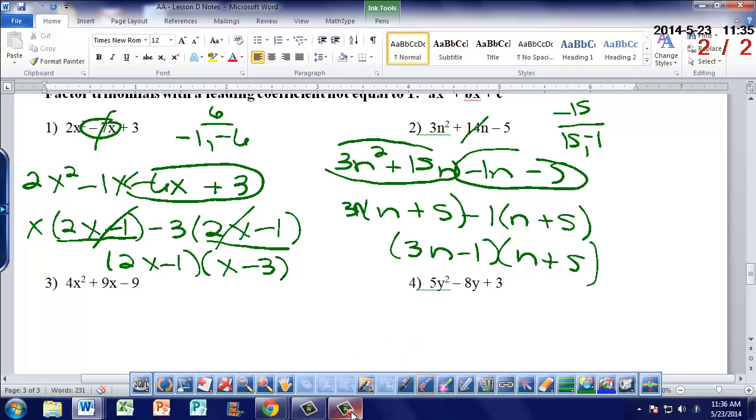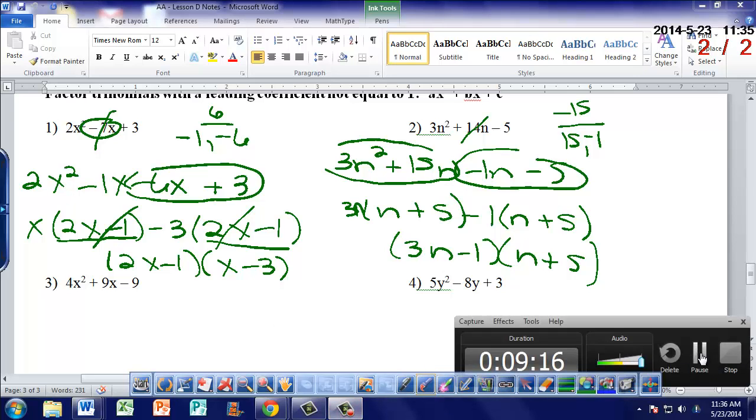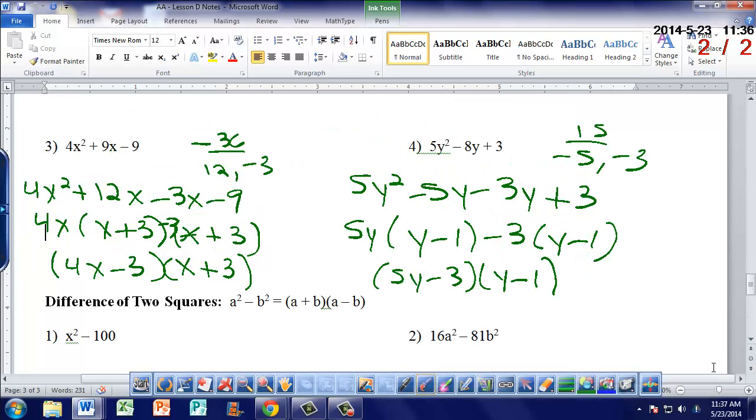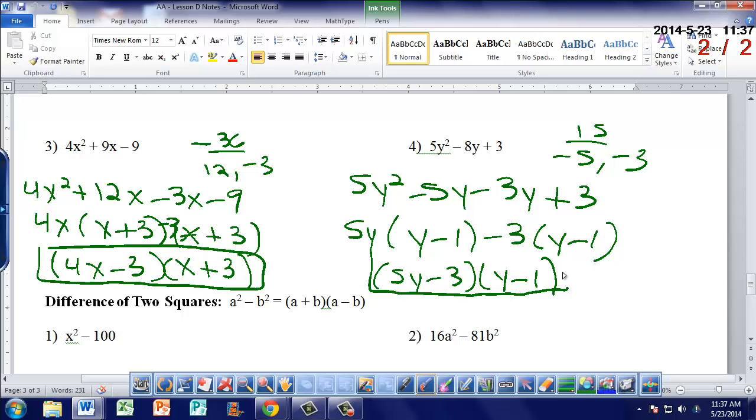Okay, I want you to try the other two problems on your own, and then I will show you the work. Okay, here's what you should get when we come back. 4x minus 3, x plus 3. I showed my work. 5y minus 3 and y minus 1.